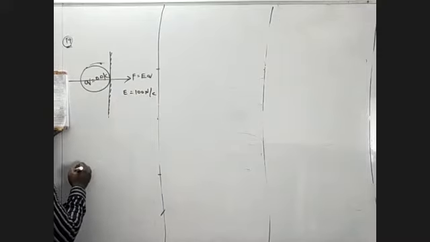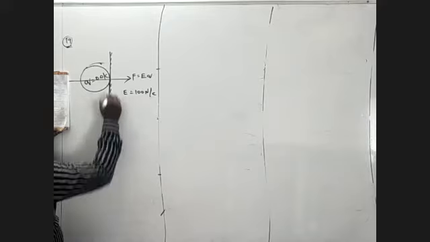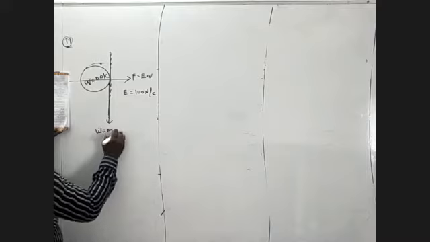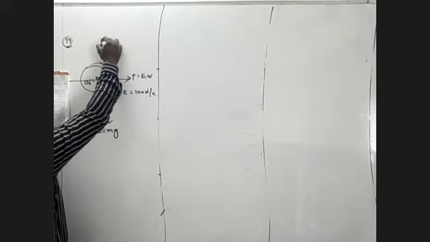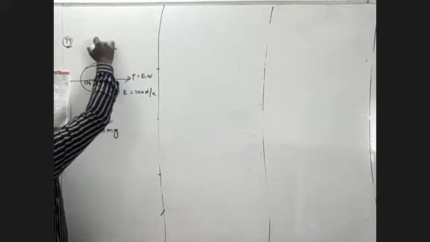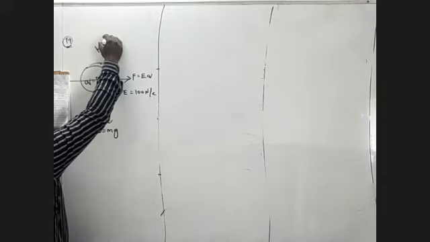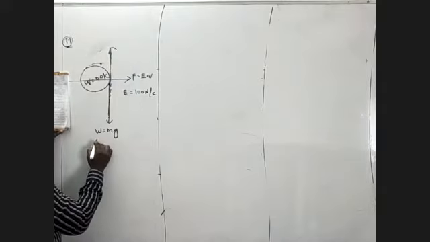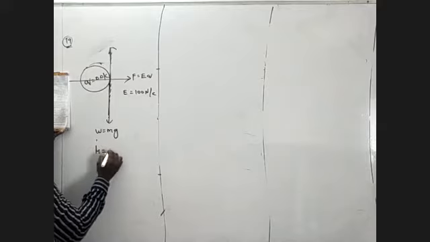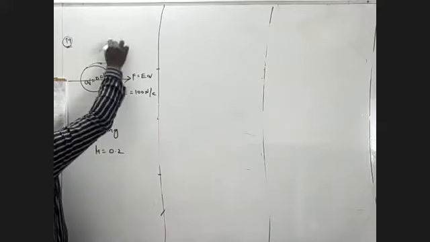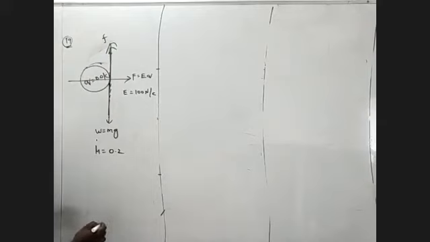The coefficient of friction between the sphere and the wall is 0.2, and this is the weight of the sphere. This is the friction. The coefficient of friction, mu, is equal to 0.2, and the friction is acting upon it. This is the given diagram. This is the sphere, and the sphere carries charges.